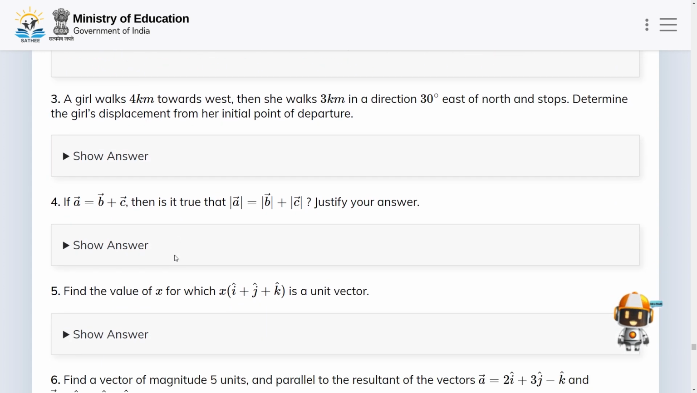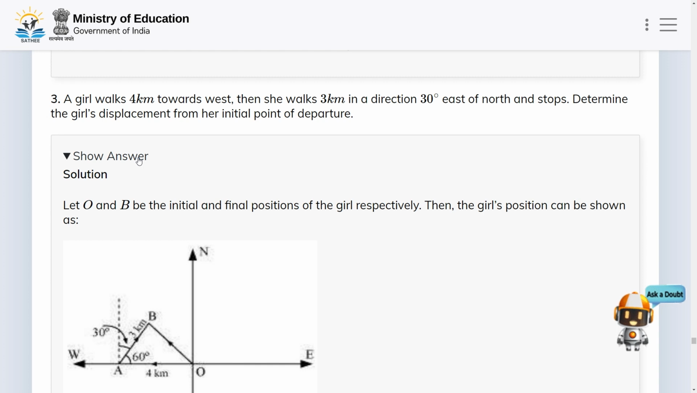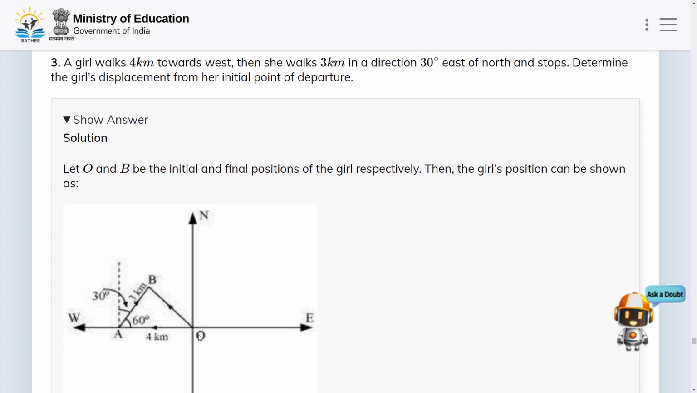Clear? Now, third problem. A girl walks 4 km towards west. Then she walks 3 km in a direction of 30 degrees east of north and stops. Determine the girl's displacement from her initial position of departure. So let's try to visualize it. First of all, the girl walks towards west 4 km, as you can see. Originally she was at O. Now she is standing at point A, as you can see in this picture.